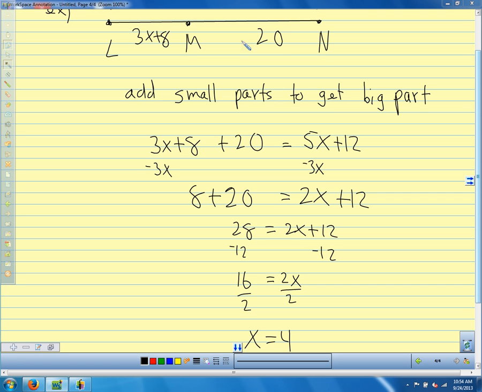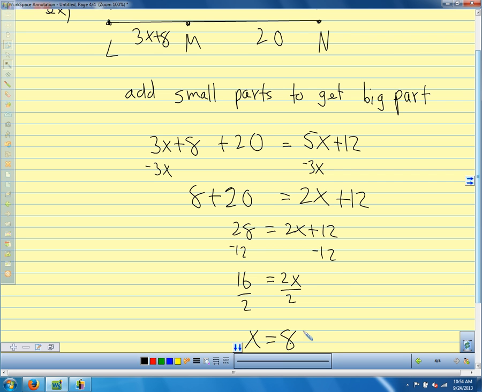Yes? 16 divided by 2 is 8. Yes. Thank you. 8. Was that where we were before? We were at 8. Okay. What did I do? Take the square root of 16?